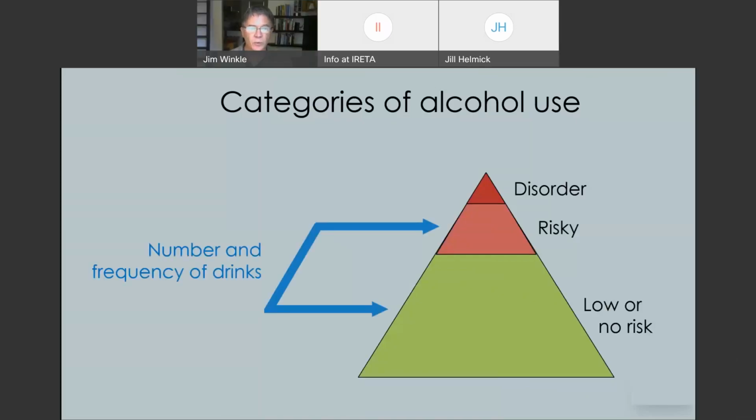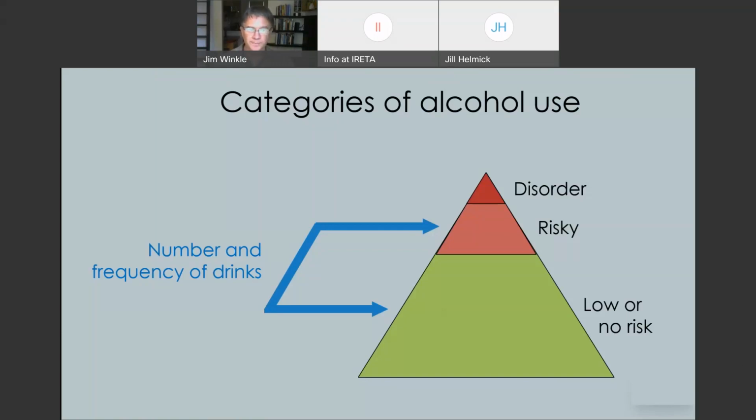And risky and low risk is measured by number and frequency of drinks, quantity of alcohol consumption. That's how we define whether someone is at no risk because they don't drink at all, or they do drink, but at a rate that probably doesn't pose risks to their health, or they drink at a number and frequency that there's a lot of evidence that suggests it is going to pose long-term risks or short-term risks, could make existing health problems worse or create new health problems.